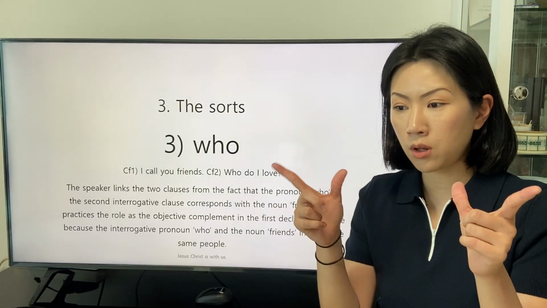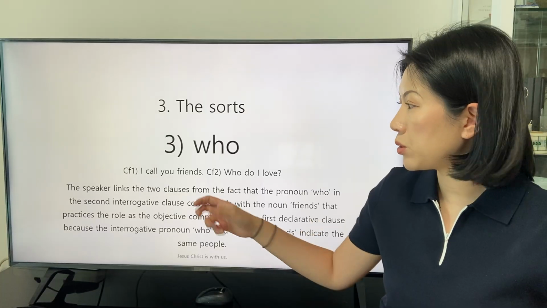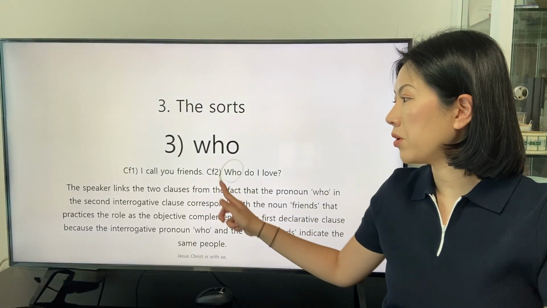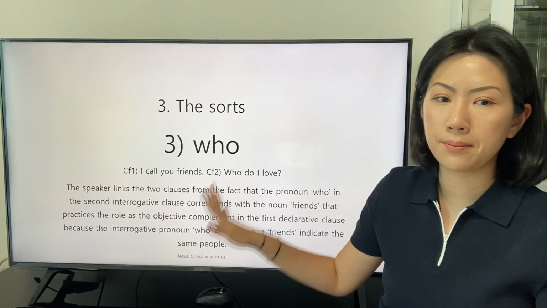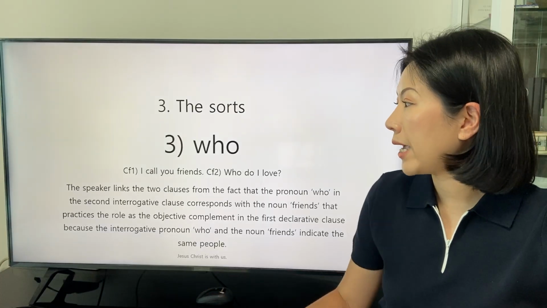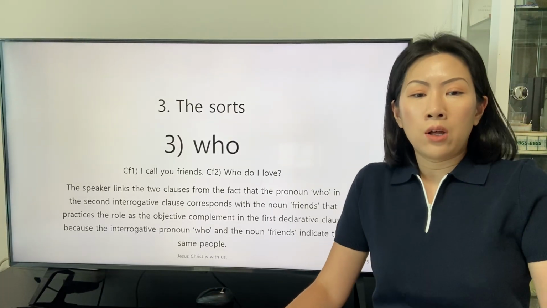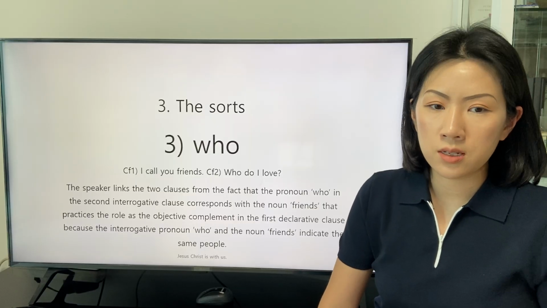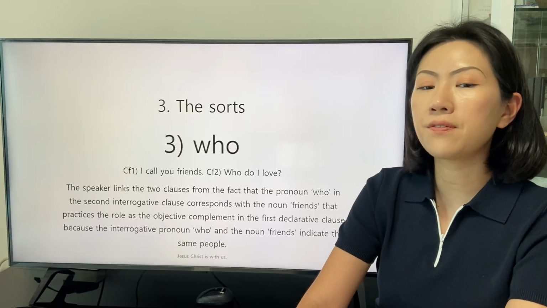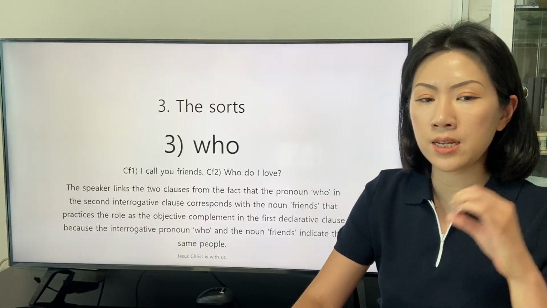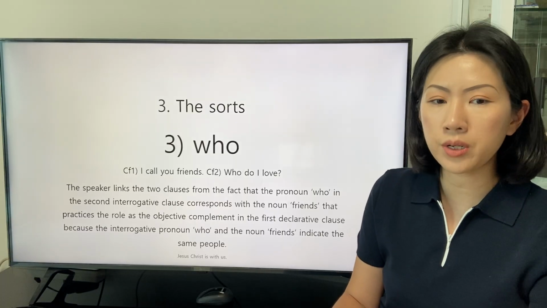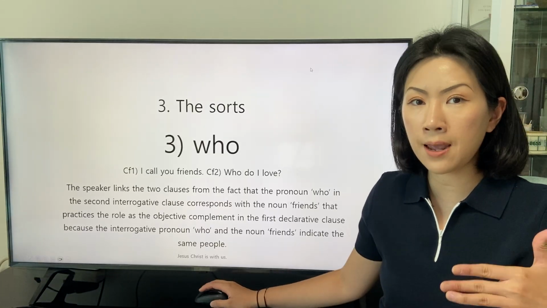So we find the shared indication between the two clauses, that are the friend and the pronoun who. So we will link them so that they become the third example: I call you who I love. The speaker links the two clauses from the fact that the pronoun who in the second interrogative clause corresponds with the noun friend that practices the role as the objective complement in the first declarative clause, because the interrogative pronoun who and the noun friend indicate the same people.